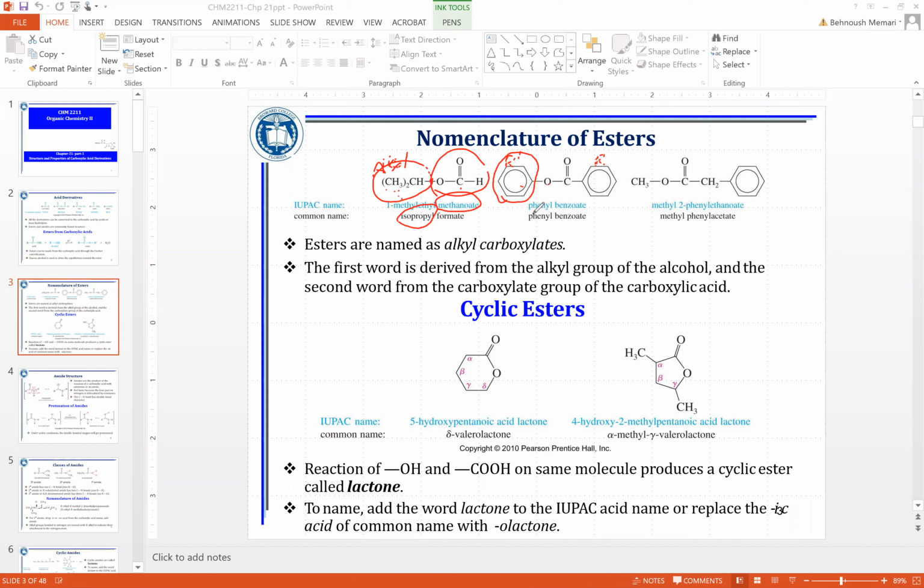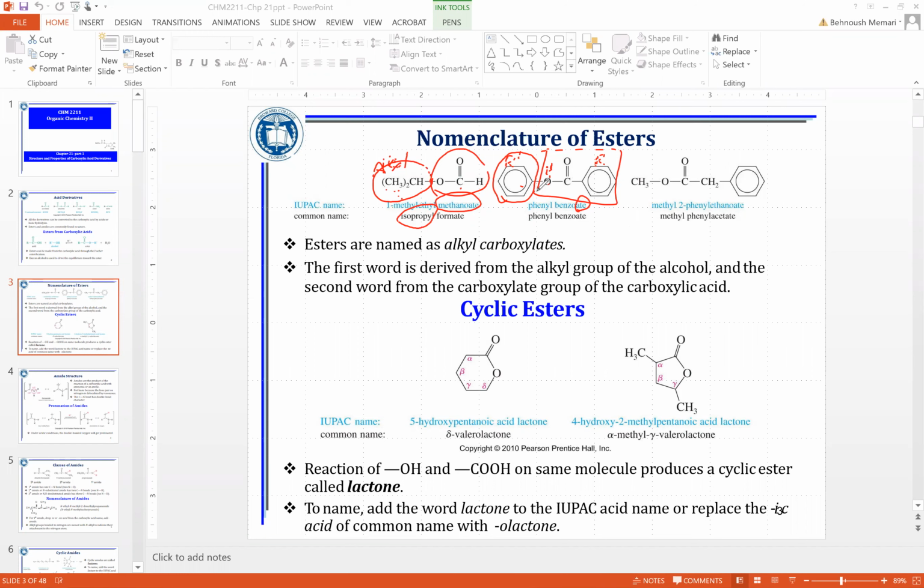So it's a phenyl group, and then this part, if you add a hydrogen, the name is going to be benzoic acid, but when you are naming as the ester, you would drop the ic acid and you add ATE. So benzoic acid would change to benzoate. So phenyl benzoate.